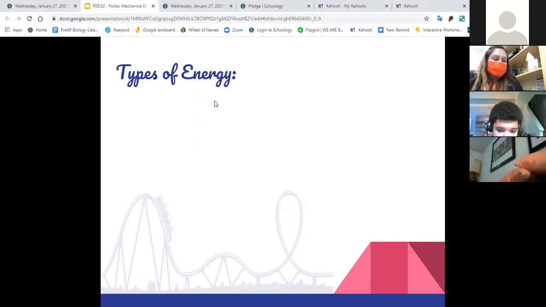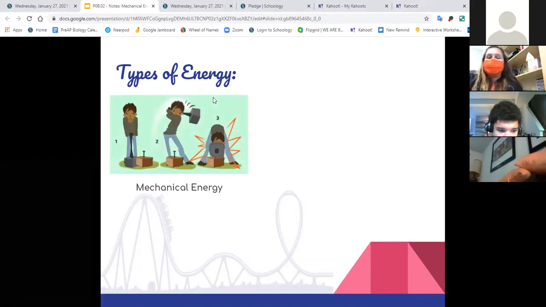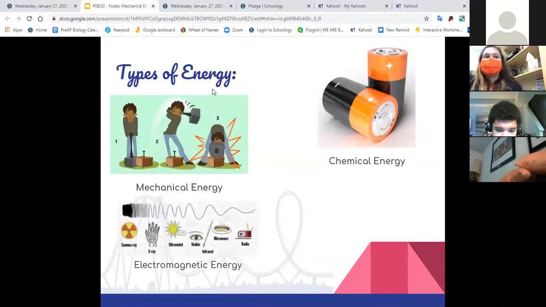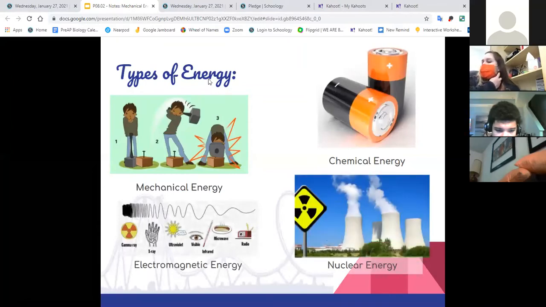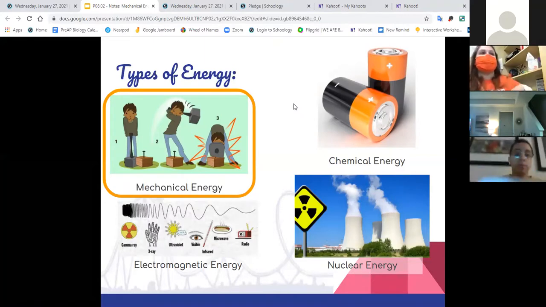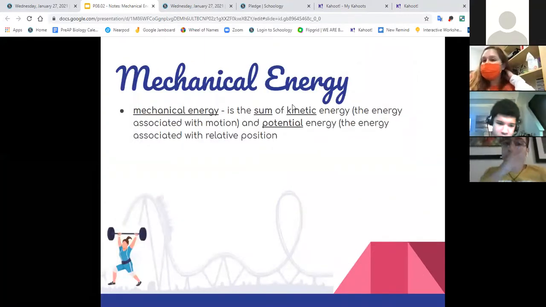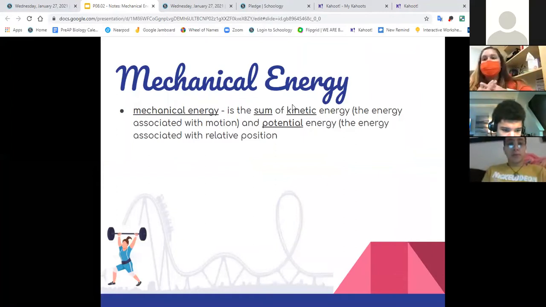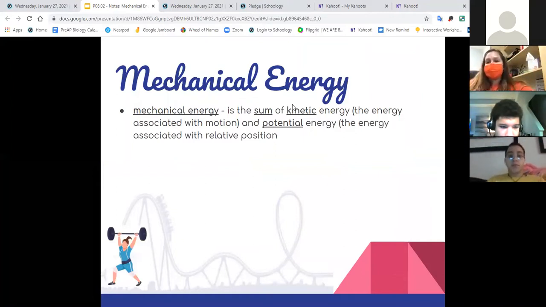Okay. All right. These are the types of energy. We have mechanical energy, chemical energy, electromagnetic energy, and nuclear energy. So we're actually going to talk about electromagnetic and nuclear energy later on this year. But right now, all we're going to focus on is mechanical energy. So this whole unit is just going to be on mechanical energy. And mechanical energy is the sum of kinetic energy, which is the energy with motion, and potential energy, which is the energy with position.